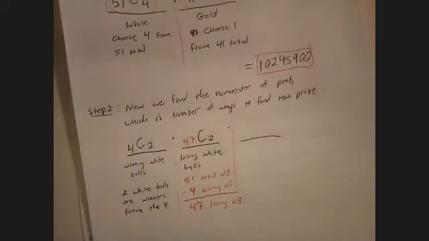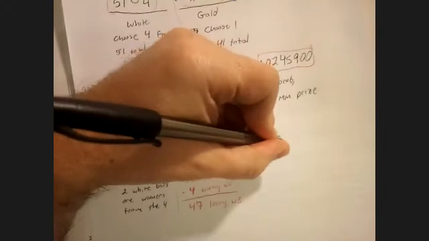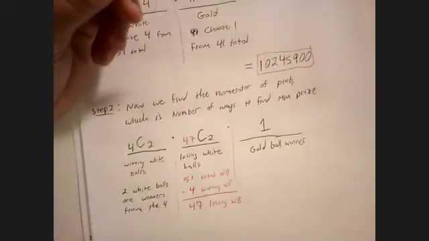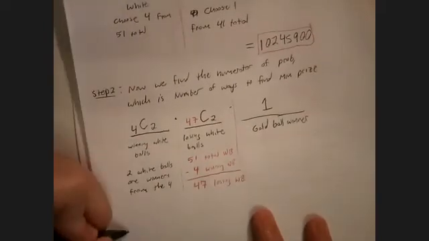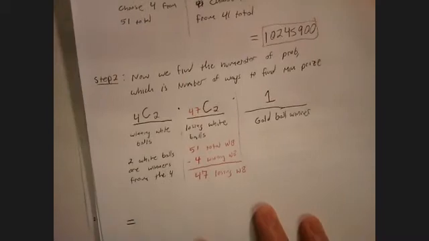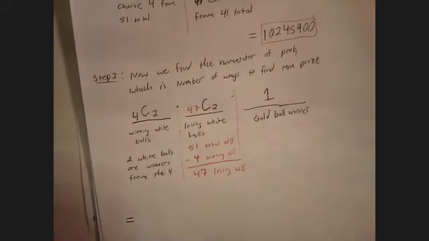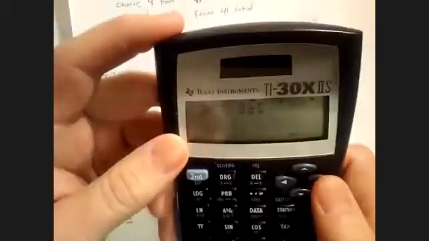And then the 1 gold ball that's going to be a winner, a gold ball winner. Obviously, that makes sense. There's only one way to win with this gold ball. All right, so I think I can fit this calculation down here. I'm going to do 4 choose 2 first. That's 6. 4 choose 2.